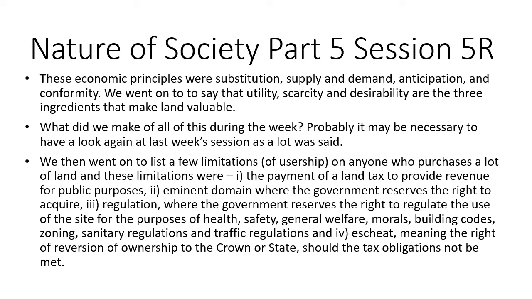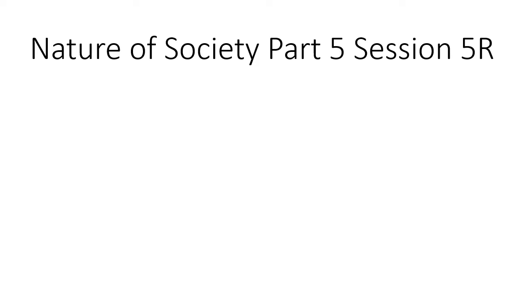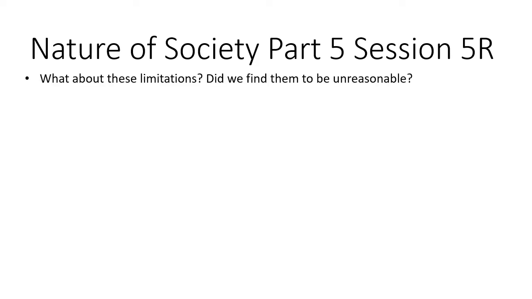We then went on to list a few limitations of usership on anyone who purchases a lot of land, and these limitations were: 1. The payment of a land tax to provide revenue for public purposes; 2. Eminent domain, where the government reserves the right to acquire; 3. Regulation, where the government reserves the right to regulate the use of the site for purposes of health, safety, general welfare, morals, building codes, zoning, sanitary regulations, and traffic regulations; and 4. Escheat, meaning the right of reversion of ownership to the Crown or state should the tax obligations not be met. What about these limitations? Did we find them to be unreasonable?